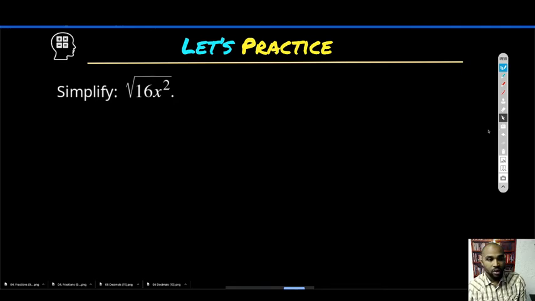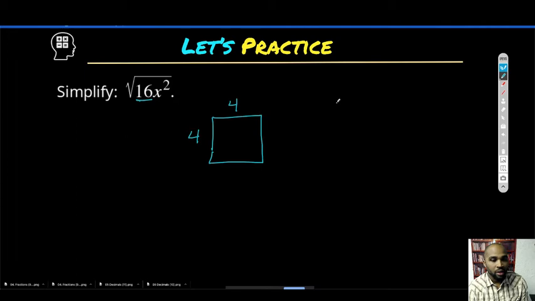And what about this one? Now I want you to pause it and see if you can work this before I do. Square root of 16x squared. Again, I think about a square. That helps me a lot because I'm a visual person. And I think about the square root of 16. Well, that's 4 and 4. And the square root of x squared.